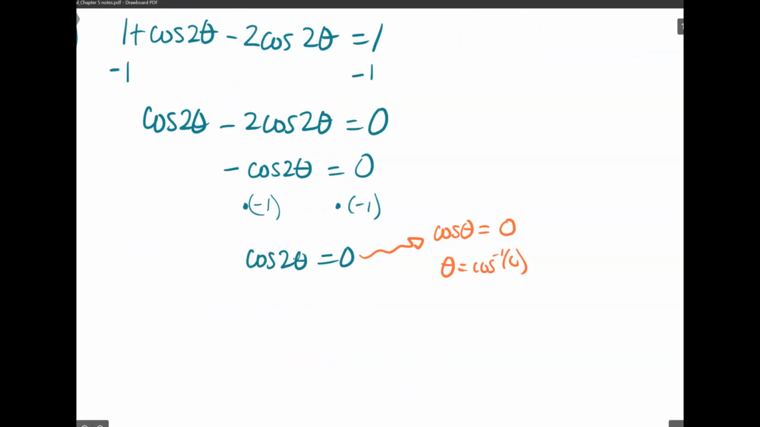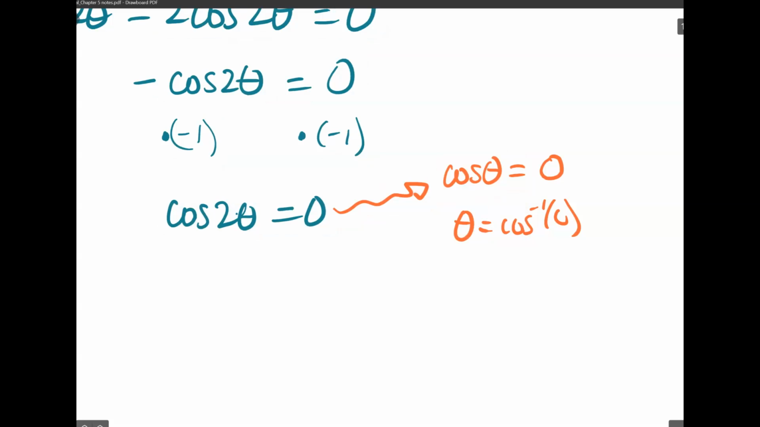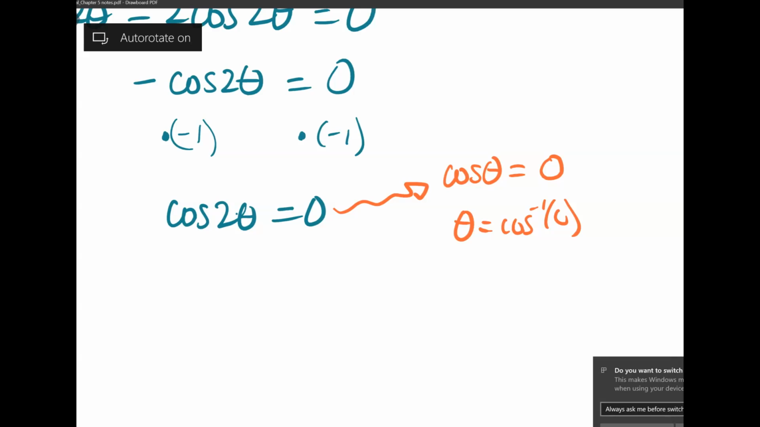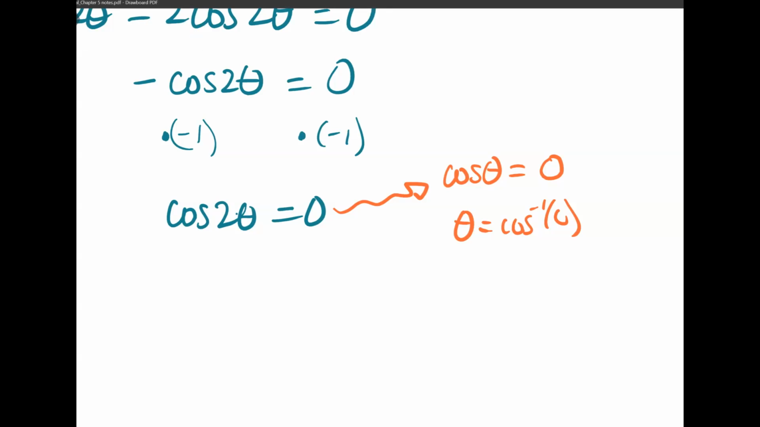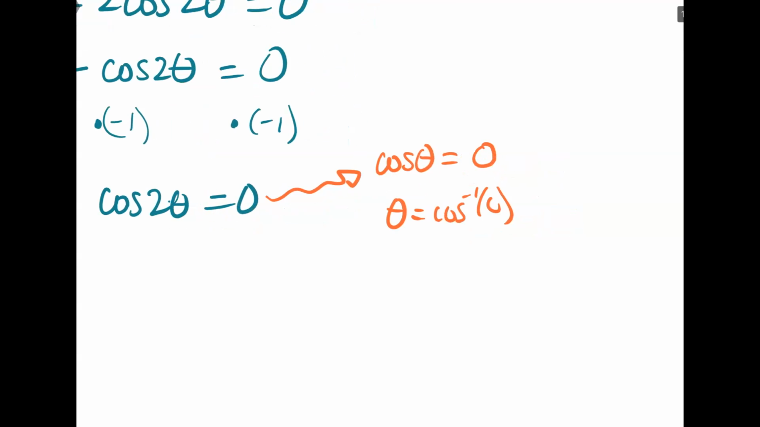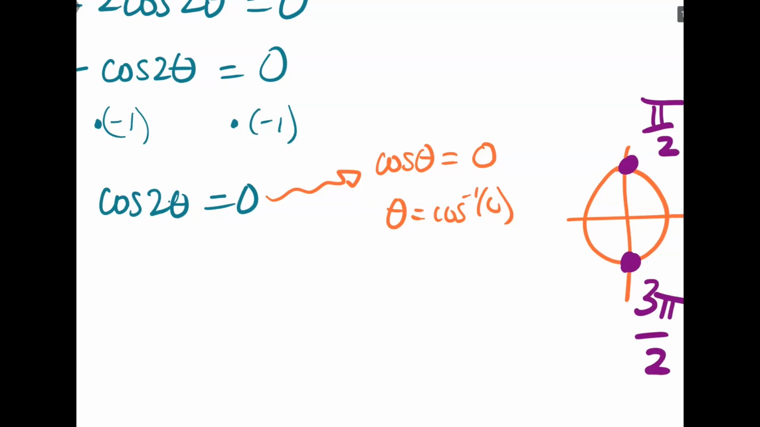Okay, so on the right side, I'm asking you, if I just had cosine of theta equal to 0, for what angle would cosine be equal to 0? You said there's two places where cosine is equal to 0. I have my unit circle, and there are two places where the x value of my coordinates on the unit circle is 0. It's going to be here and here: pi over 2 and 3 pi over 2.